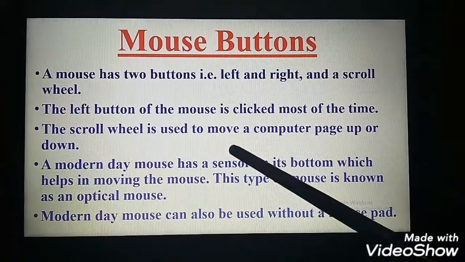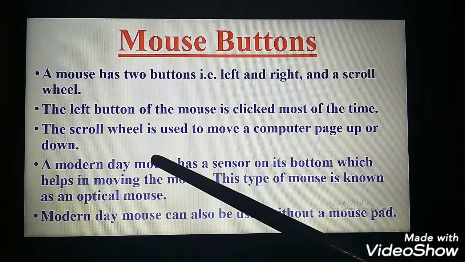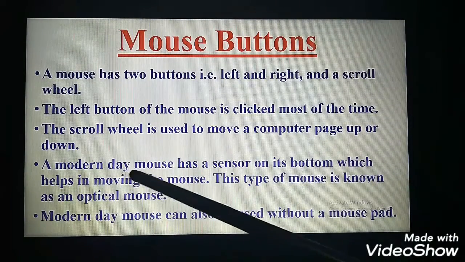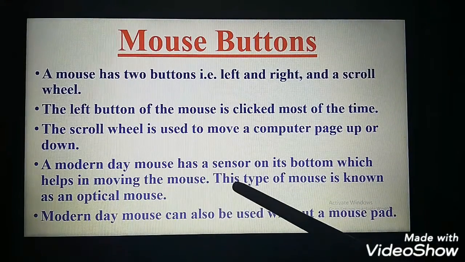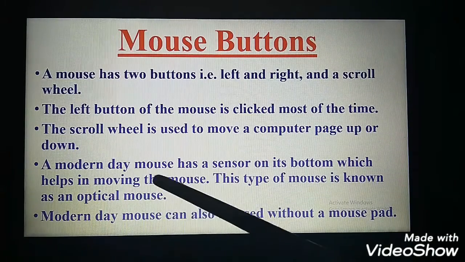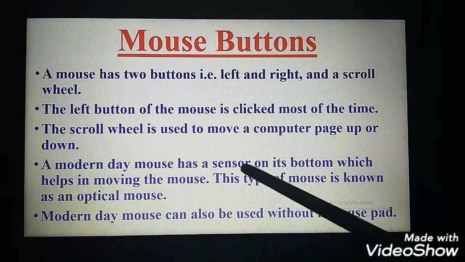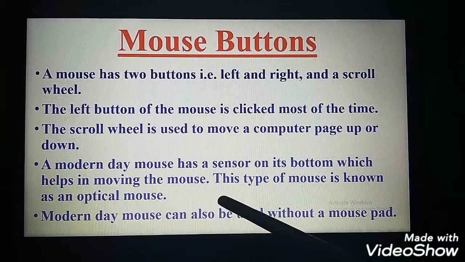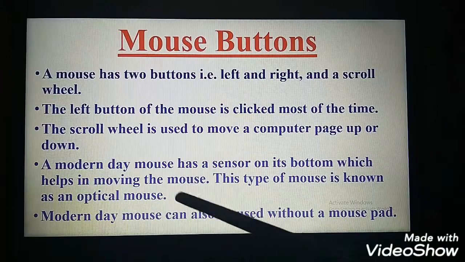The scroll wheel is used to move a computer page up and down. A modern day mouse has a sensor on its bottom which helps in moving the mouse. Nowadays, there is a mouse which has a sensor on its bottom. This sensor helps in moving the mouse here and there, and this type of mouse is known as optical mouse.